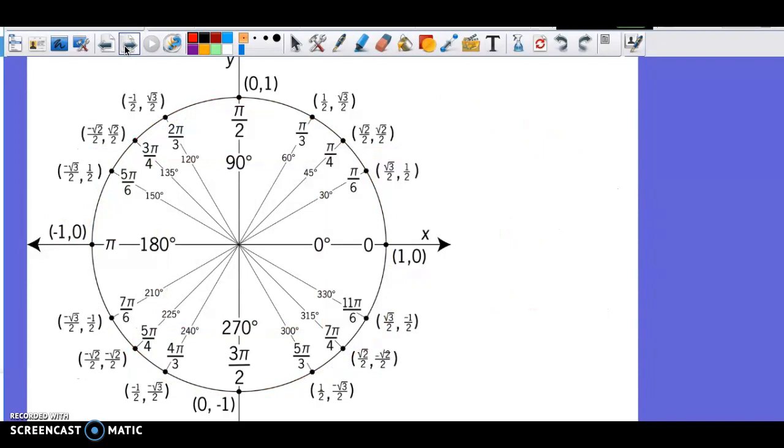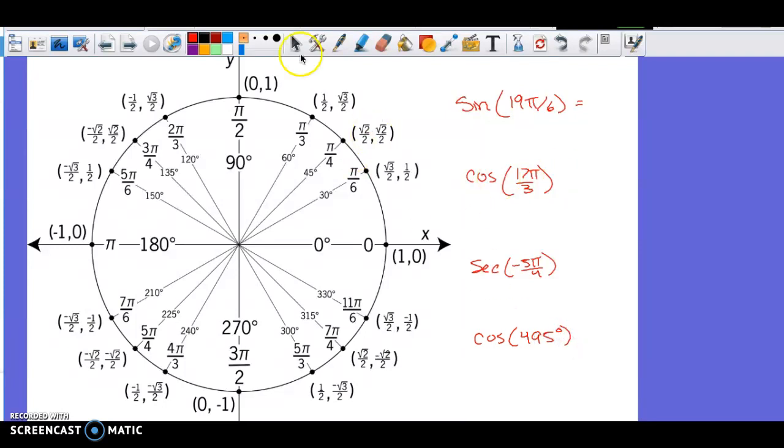Okay, so let me just do a few more problems with you. Let's do sine of 19 pi over 6, cosine of 17 pi over 3, secant of negative 5 pi over 4. And let's do one in degrees, cosine of 495. All right, so let's work our way through these. And if you want to try them on your own, that would be great. Just pause it and play it when you're ready to see the answers and the explanations.